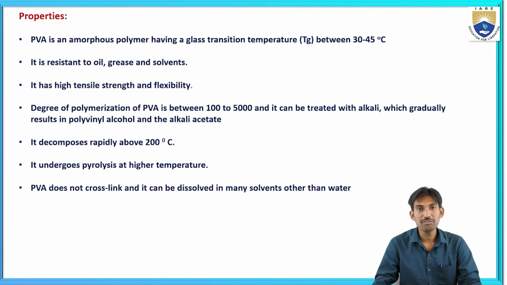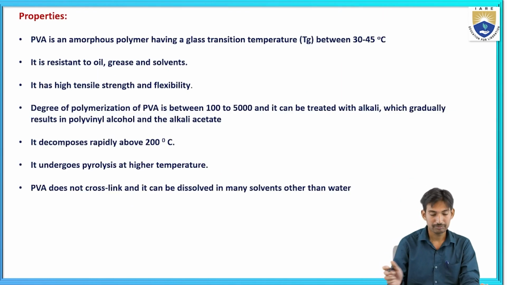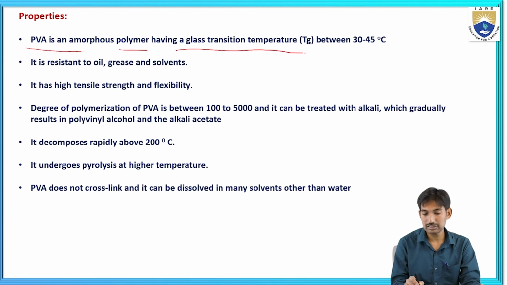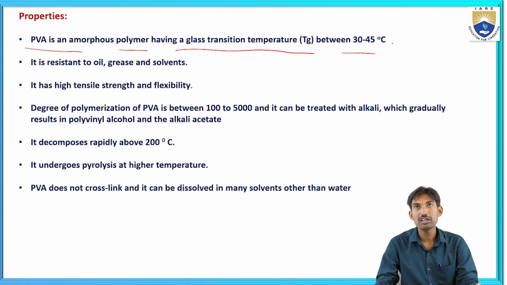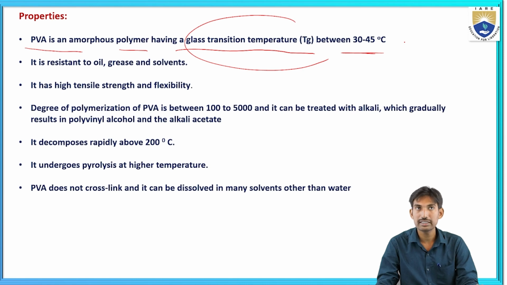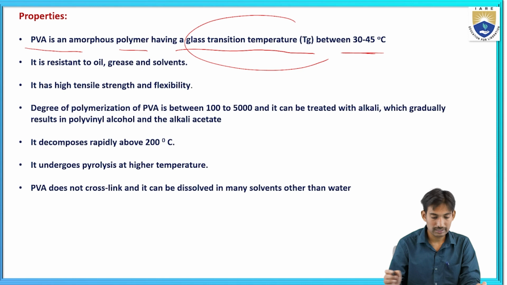See the properties of polyvinyl acetate. Polyvinyl acetate is an amorphous polymer having a glass transition temperature between 30 to 45 degree centigrade. It is in an amorphous state and does not have a crystalline nature.